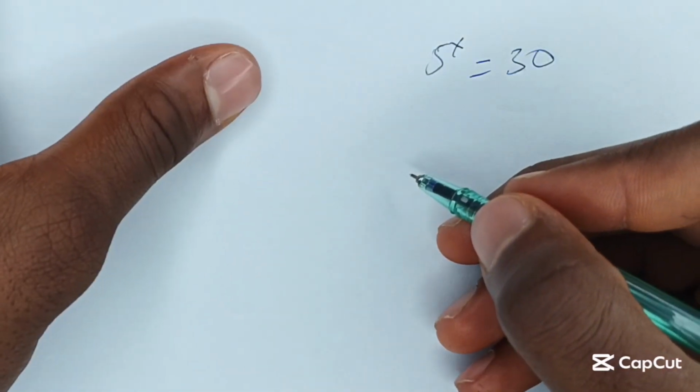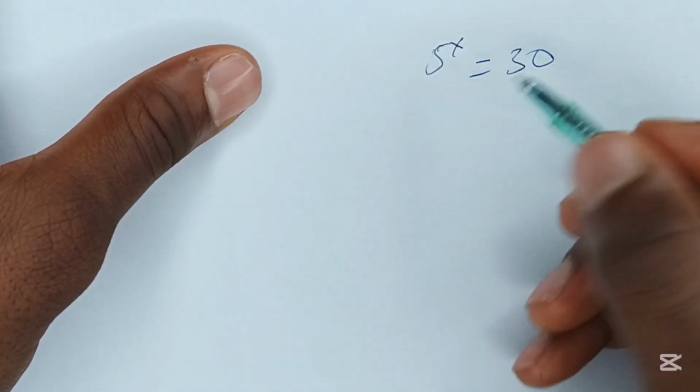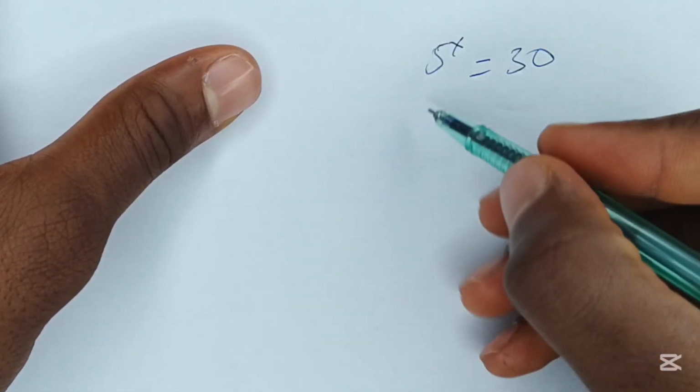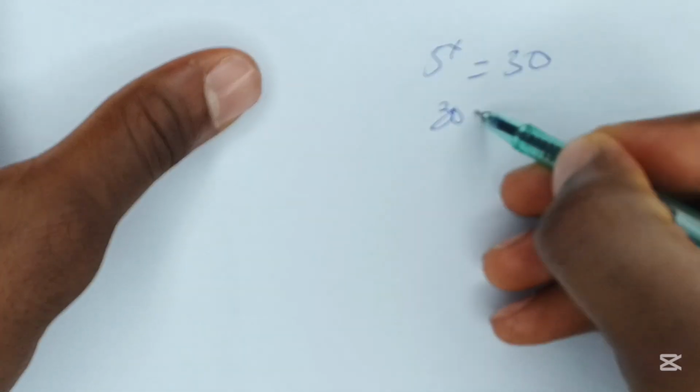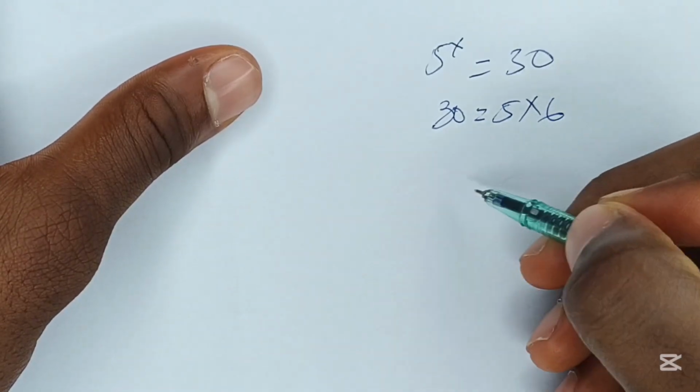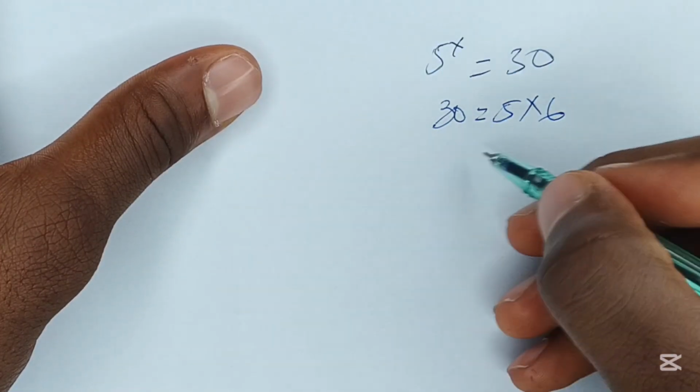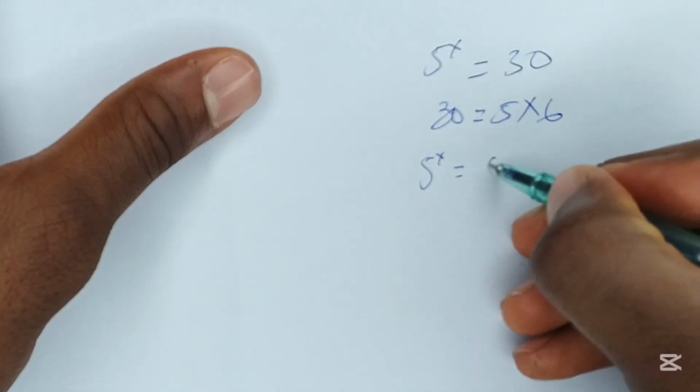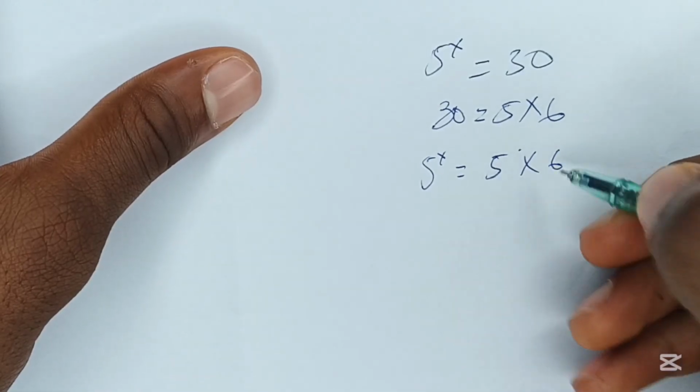Let's solve this Olympiad equation together. It says 5 to the power of x is equal to 30. How do we do this? First thing we do is that we can establish 30 to be equal to 5 times 6. Hence we have 5 to the power of x will be equal to 5 multiplied by 6.